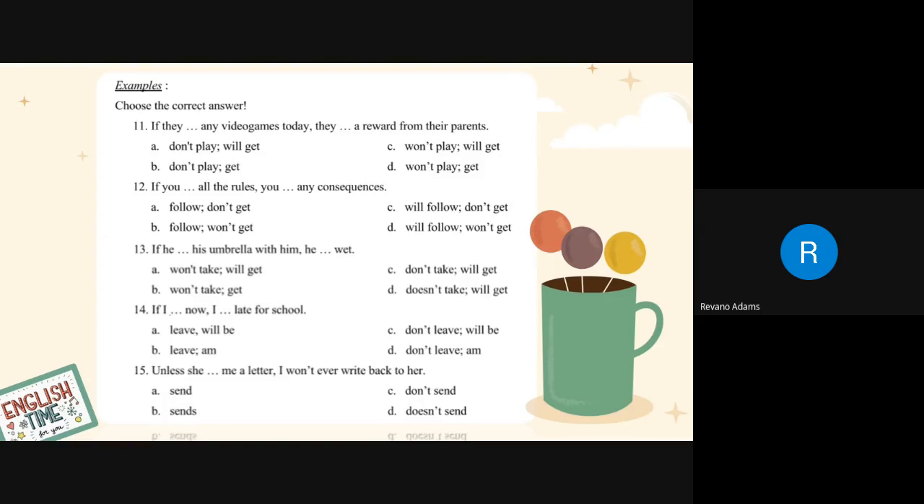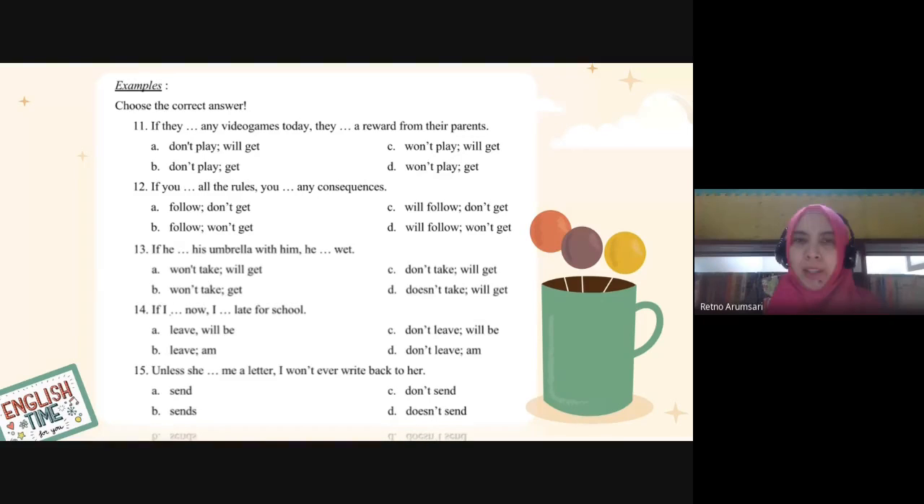If they don't play any video games today, they get a reward from their parents. Almost. If they don't play any video games today, a reward from their parents is the result clause. The result clause must use will get. Yes, will future. So don't play and will get. Thank you, Fan Fan. Remember, present simple, if plus present simple plus will future.